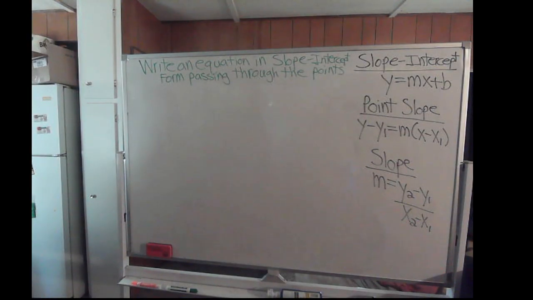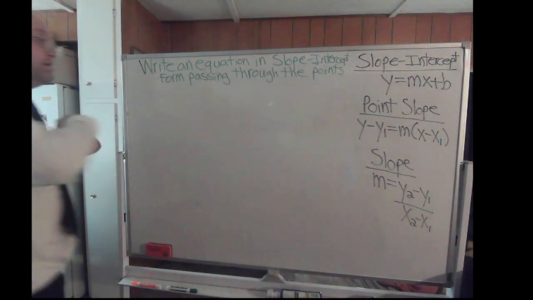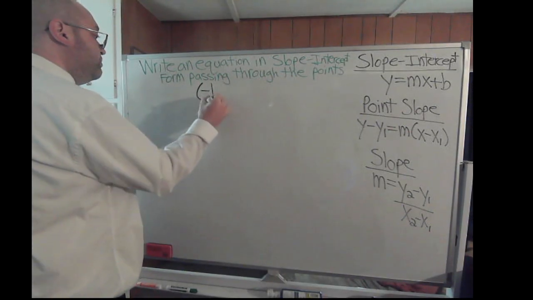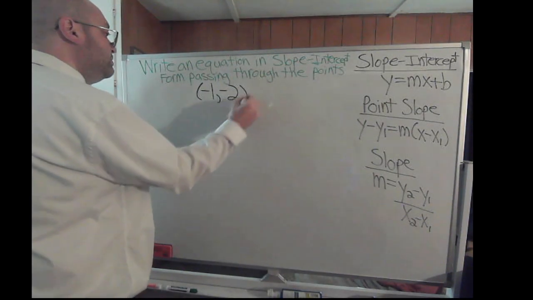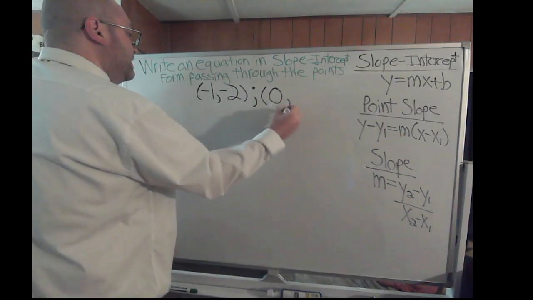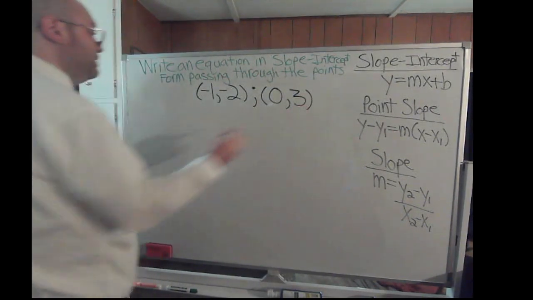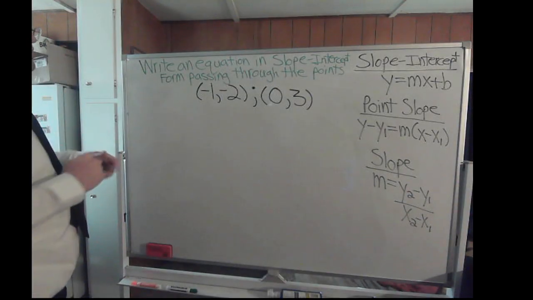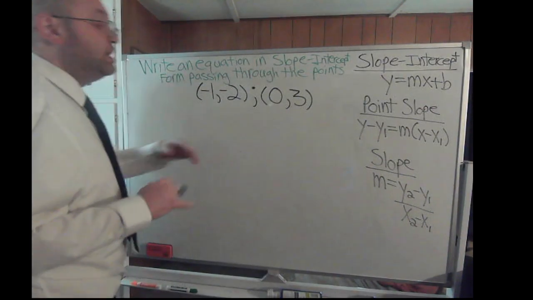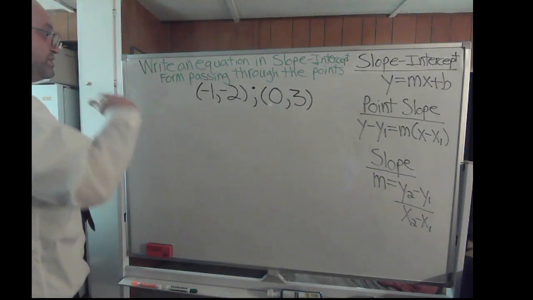Three more. 1, negative 2. Alright. Negative 1, negative 2, and 0, 3. So we have a line that passes through the 2 points of negative 1, negative 2, and 0, 3. Again, find your slope first.